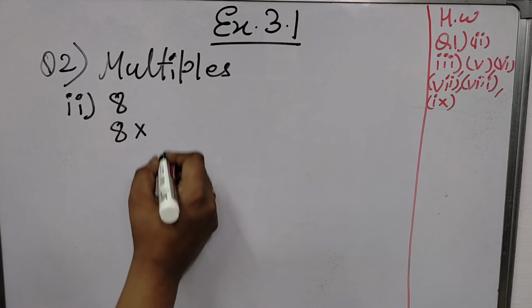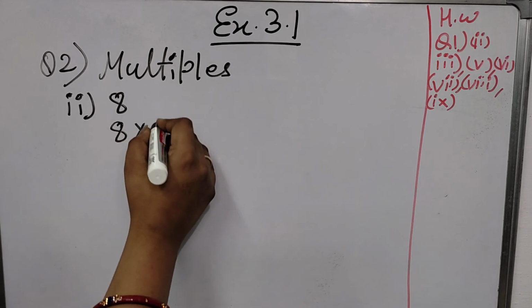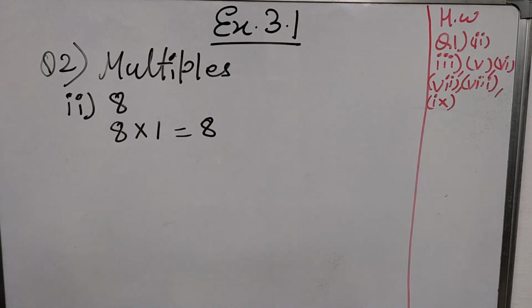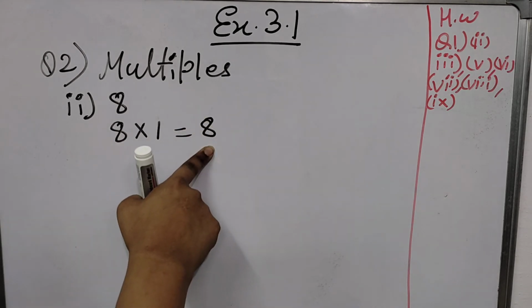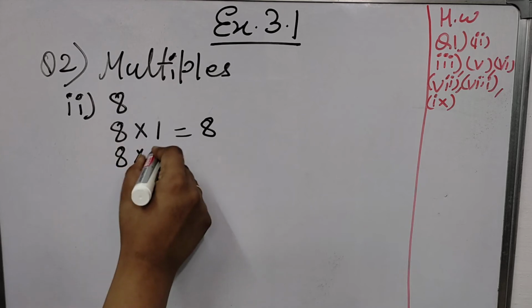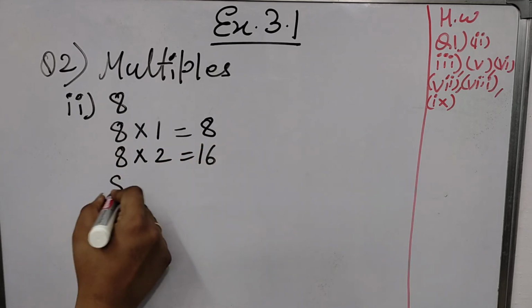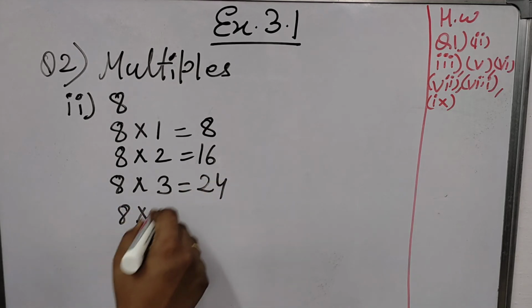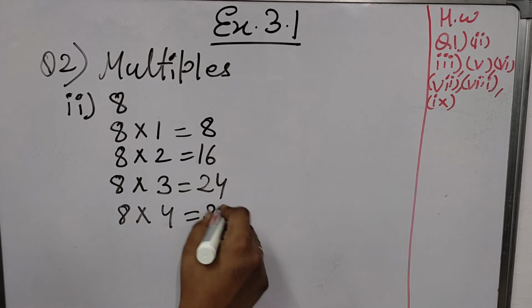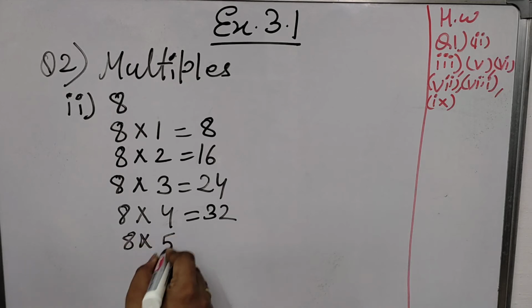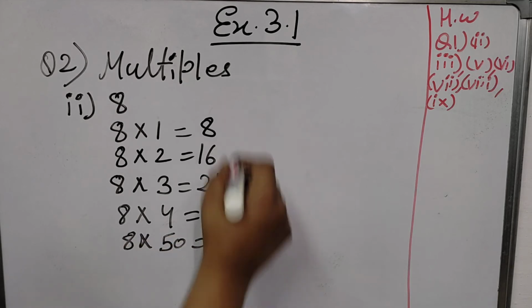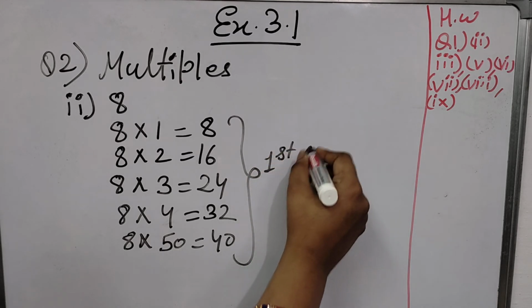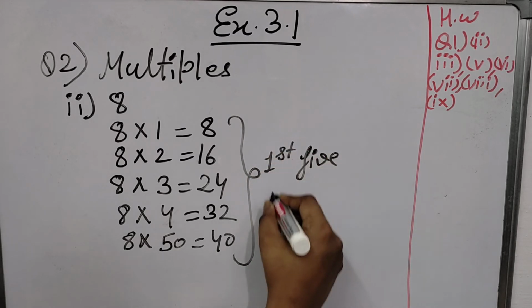So first whole number is 1. Eight multiplied 1, it is 8. 8 multiplied 2, it is 16. 8 multiplied 3, 24. 8 multiplied 4, 32. 8 multiplied 5, 40. These are first 5 multiples of 8.